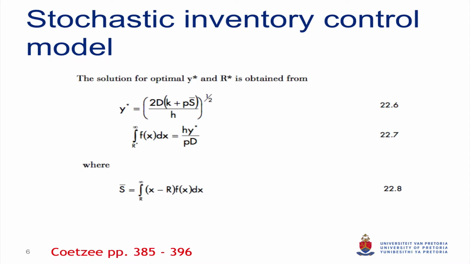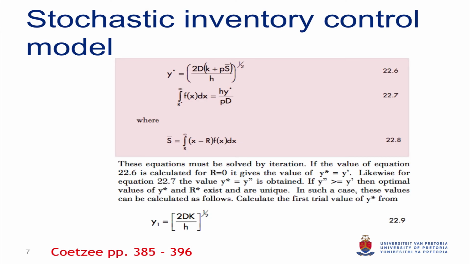The solution for optimal Y star and R star is obtained from equations 22.6, 22.7 and 22.8 using the method explained on the next slides. These equations must be solved by iteration. If the value of equation 22.6 is calculated for R equals 0, it gives the value of Y star equals Y accent. Likewise, for equation 22.7, the value Y star equals Y double accent is obtained.